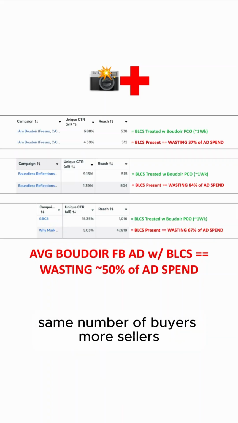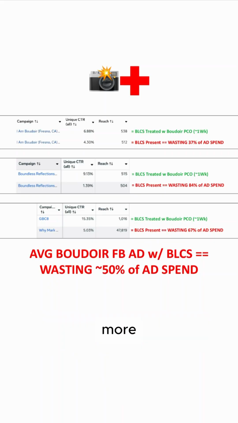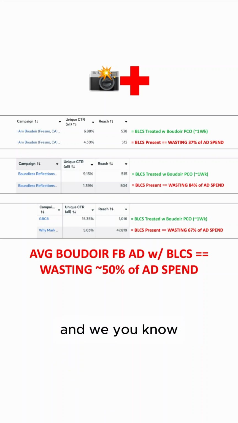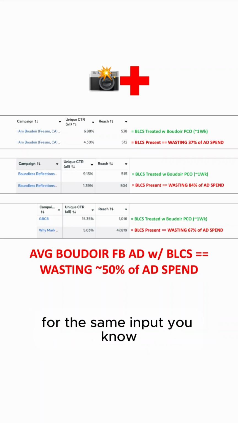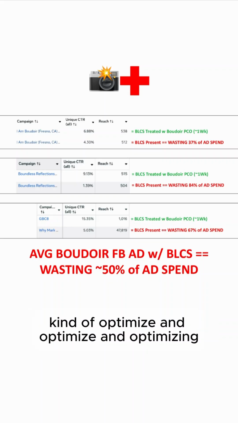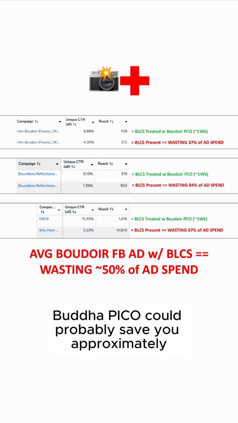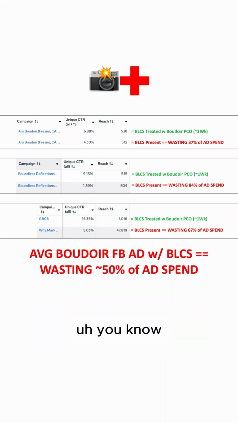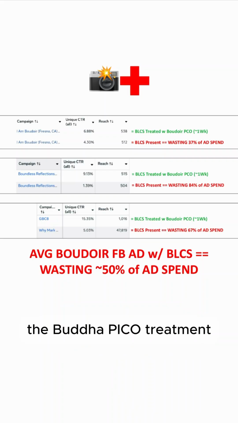You know, same number of buyers, more sellers, and we're also seeing more inflation, more increasing cost of living, and we've been optimizing other parts of our business to extract more profit out for the same input. You know, kind of optimizing, and you see that with Pico could probably save you approximately 5K a month on average. 60K over the next 12 months with the Boudoir Pico treatment.